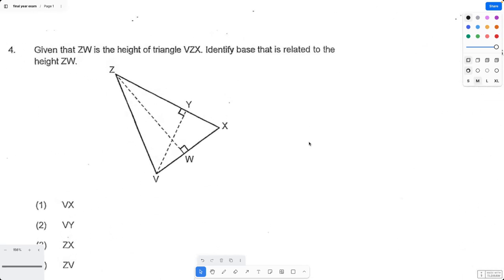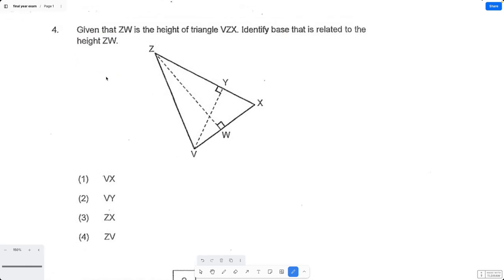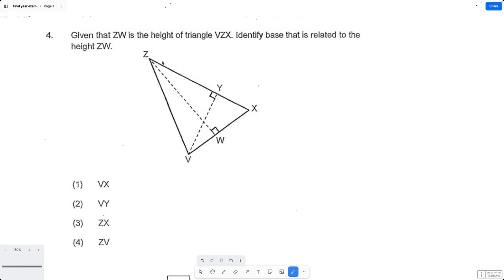Question number 4. Okay, given that ZW is the height of triangle VZX, identify a base that is related to the height ZW. So basically what we want to get is the base that is related to the height ZW. So what I usually do or recommend you to do is to just get a highlighter, and then after that you can highlight where is the height.